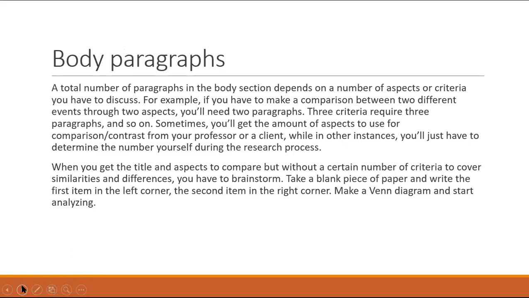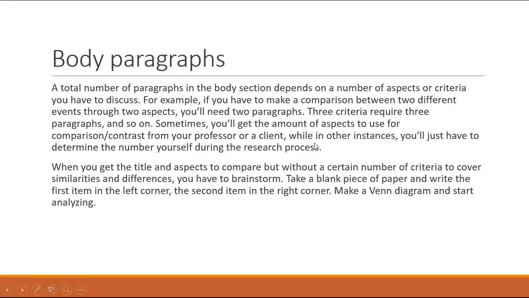Next slide. Body paragraphs. The total number of paragraphs in the body section depends on the number of aspects or criteria you have to discuss. For example, if you have to make a comparison between two different events, two aspects, you will need two paragraphs. Three criteria require three paragraphs. So, as we have done already, when we are talking about different qualities, we talk about proper numbering and place in the paragraph, right? For example, if we are talking about their physical appearance or their relevance to modern times, we need each paragraph to define those similarities and differences, right?